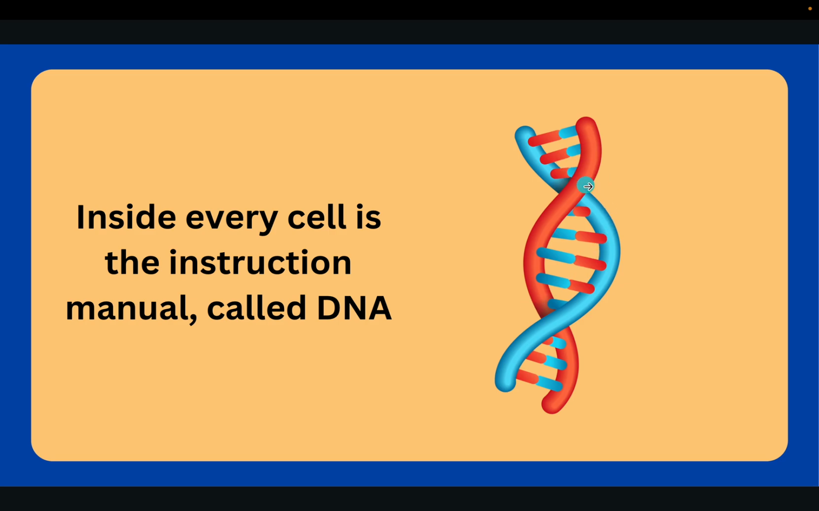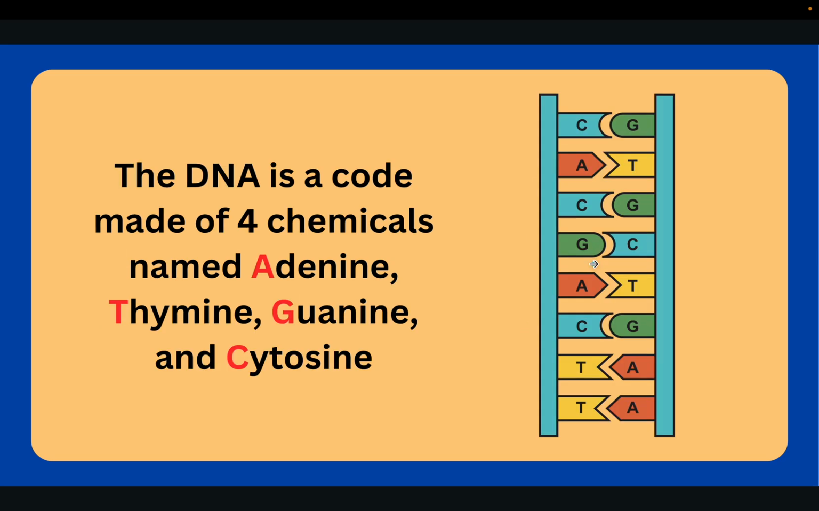As you can see right here, it's like in this twisted ladder formation. And this code is made of only 4 chemicals, which is surprising because it's very big and very important. But there's only 4 chemicals, 4 molecules that make this code. We have adenine, thymine, guanine, and cytosine. I don't need you to remember the names of these chemicals yet, but I do want you to remember their abbreviations, A, T, G, and C.